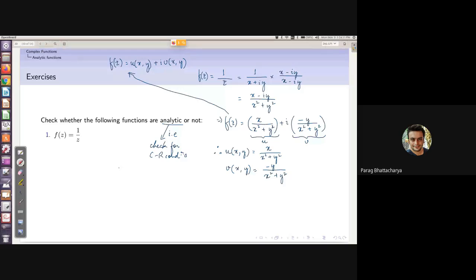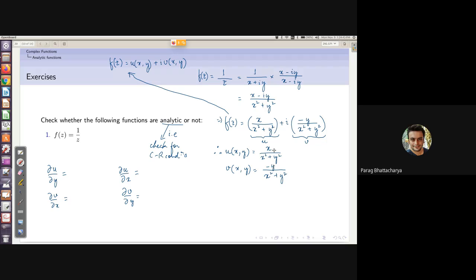So what are the Cauchy-Riemann conditions? We have to find dou u by dou x, then dou v by dou y, and check if these two are equal. That will satisfy the first Cauchy-Riemann condition. Then find dou u by dou y and dou v by dou x. These two should be negatives of each other. That will satisfy the second Cauchy-Riemann condition. So that means the Cauchy-Riemann conditions are satisfied, which means they are analytic.